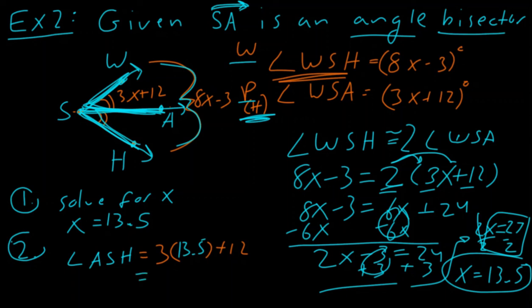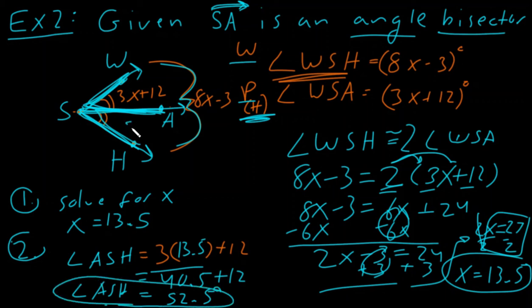Now I'm no math major, but I believe 3 times 13.5 would be 39 plus 1.5, so that'd be 40.5. If I'm wrong, let me know in the comments. And 40.5 plus 12 would give us 52.5. So angle ASH is equal to 52.5 degrees.